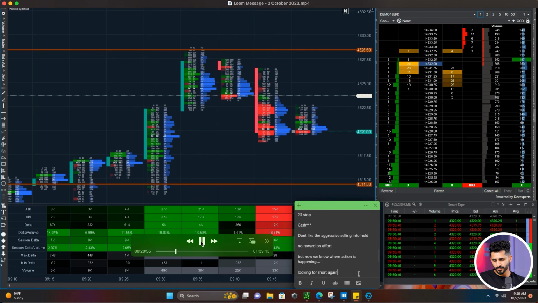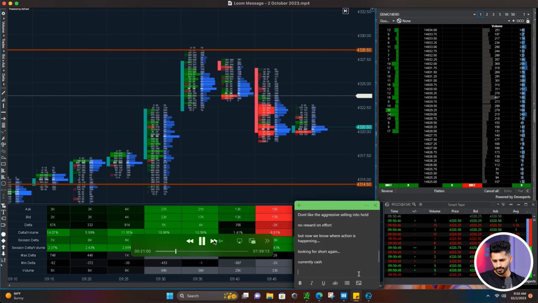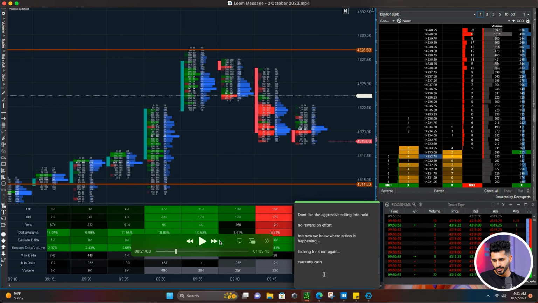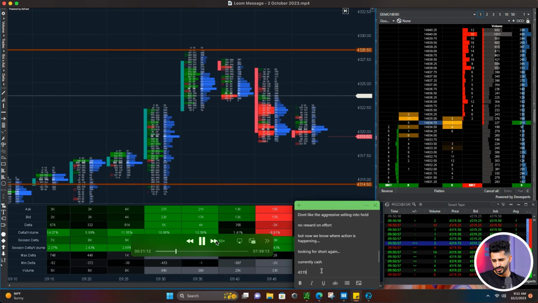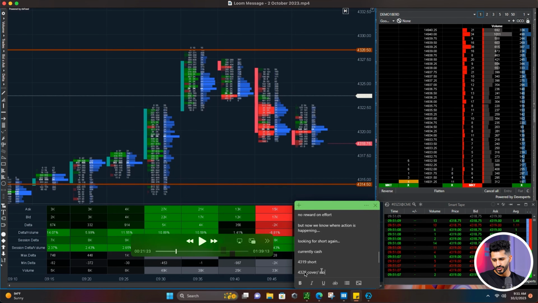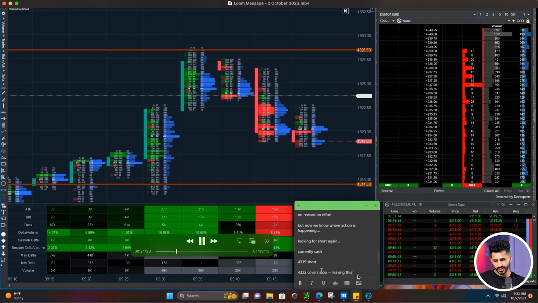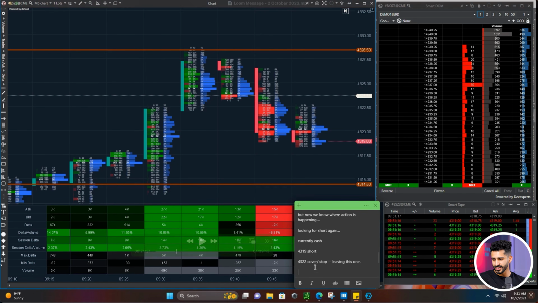Now I start saying looking for short again. Currently cash. And then here is where I start developing that short position. 43.19 short, 43.2 cover, and then I also write stop. And then now I'm more comfortable on leaving this one. What I mean by this one now is I'm letting this stop develop. I'm comfortable with this stop. I'm comfortable to let price now develop and hang out.